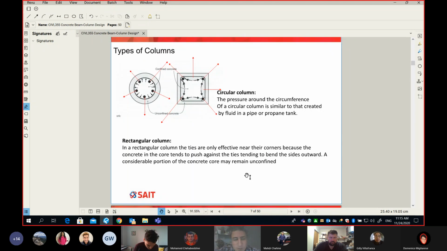Every spiral column is a circular column, but not every circular column is a spiral column, because we can make a circular column and still make ties at specific distances. Can I get somebody to agree? Yeah, it makes sense. Okay, so again, one more time: every spiral column is a circular column, but not every circular column is a spiral column. Okay, enough fun. Let's go to the next slide.